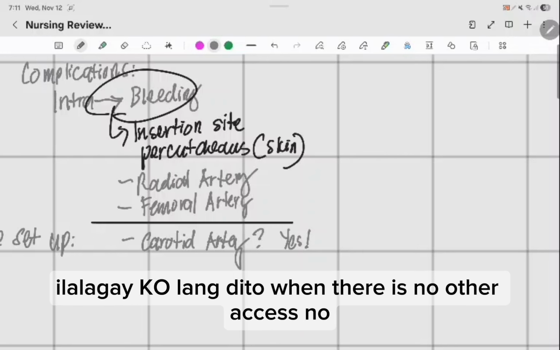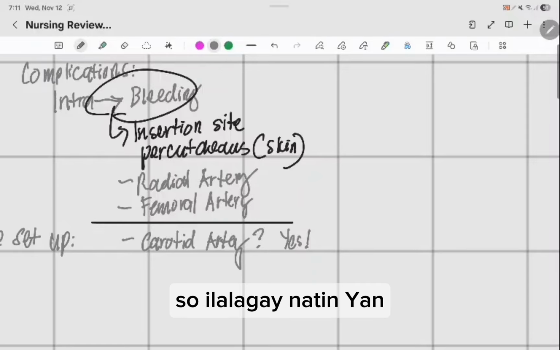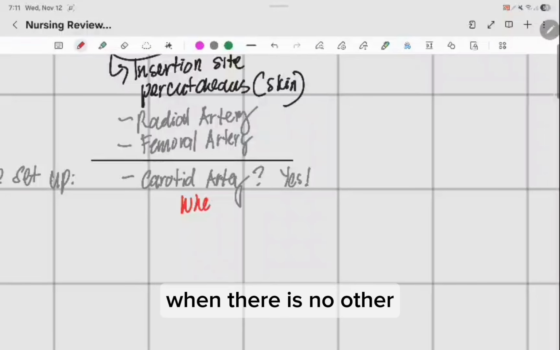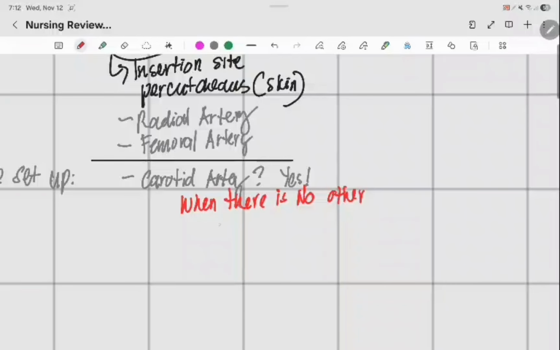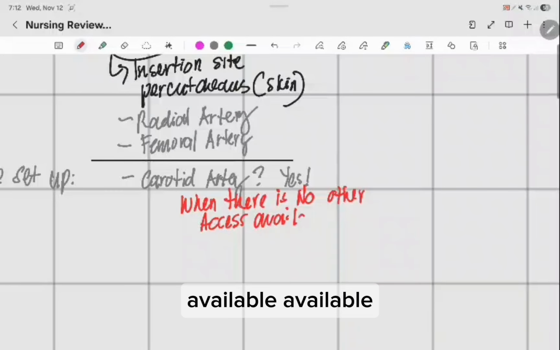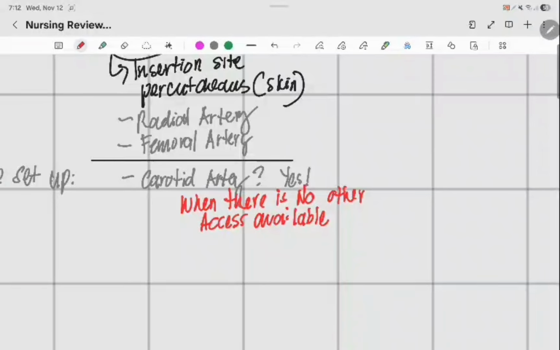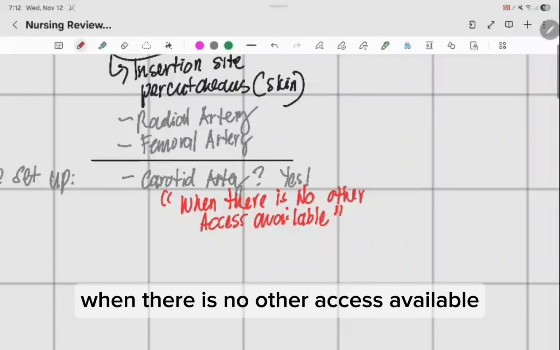So again, lalagay ko lang dito, when there is no other access, so lalagay natin yan. They use this only when there is no other access available.